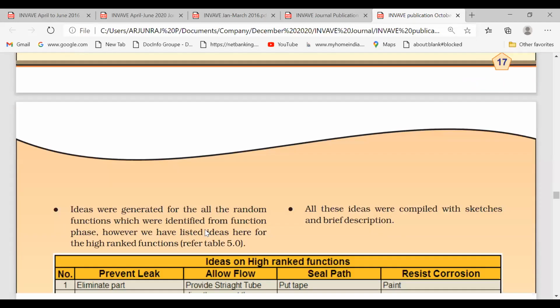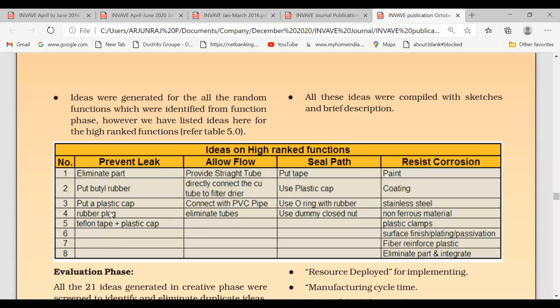Then in the creativity phase, you create ideas. The idea should come from the function. So in order to prevent leakage, you are going to use butyl rubber material. You are going to put a plastic cap. You are going to have one plug, or one Teflon tape with plastic cap. In order to allow flow, you are going to have the straight tube.